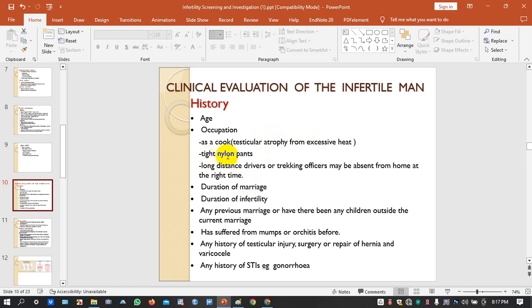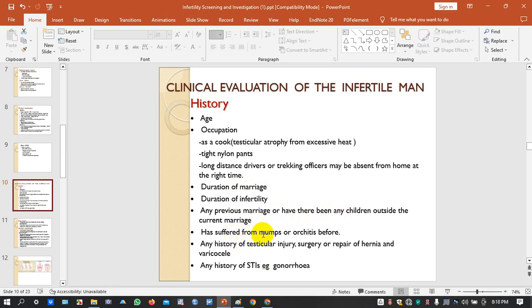Then those who wear nylon panties, the way they are, they absorb a lot of heat, so it will affect sperm production. And how long has the man been married to the woman? And how long has the infertility been? Any previous marriage, or have there been any children outside the current marriage?